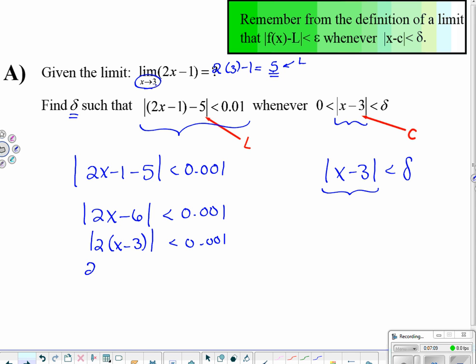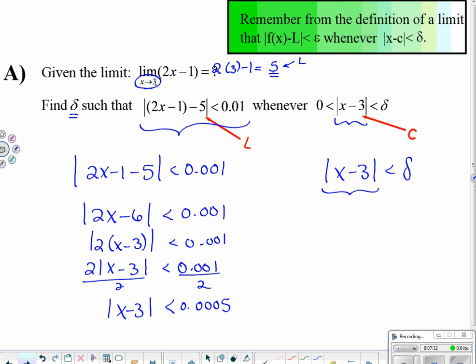And then we can pull the 2 out front of the absolute values. It'll come out as a positive 2. Now let's divide by 2. And I get absolute value of x minus 3 is less than 0.0005.